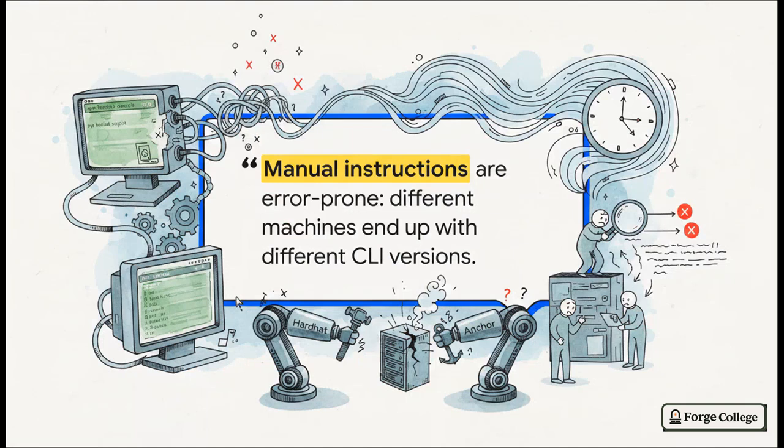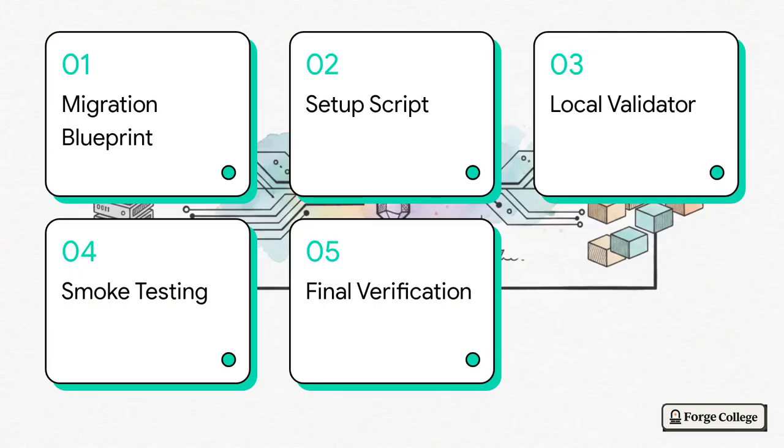Our migration blueprint highlights this core issue perfectly. Manual instructions are error-prone. Different machines end up with slightly different CLI versions. Think about it. When you're transitioning from Hardhat over to Anchor, having inconsistent tool chains across your team is just going to cause spurious failures. You'll end up wasting hours debugging what you think is a code bug, but actually, it's really just an environment mismatch. Okay, let's dive into our engineering schematic for today.